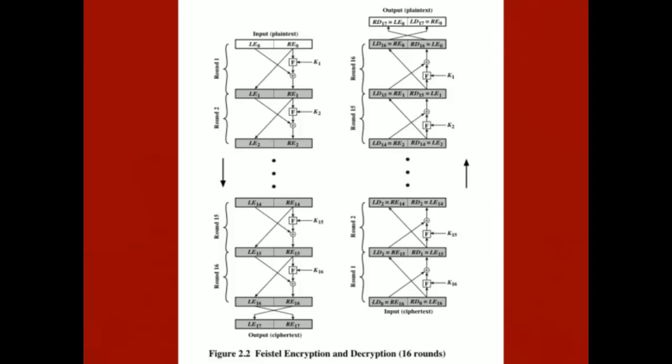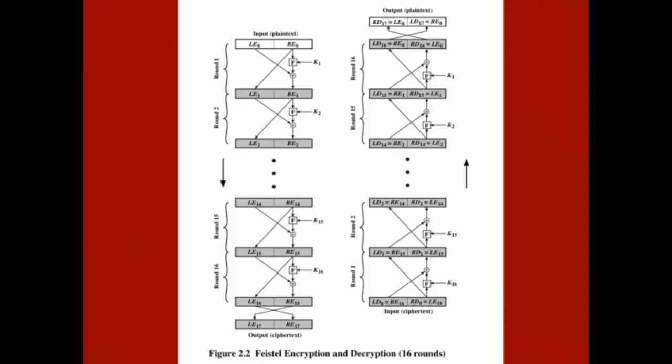Each round i has as input L(i-1) and R(i-1) derived from the previous round, as well as a subkey Ki derived from the overall key K. In general, the subkeys Ki are different from K and from each other and are generated from the key by a subkey generation algorithm. In the figure, 16 rounds are used, although any number of rounds could be implemented. The right-hand side of the figure shows the decryption process.